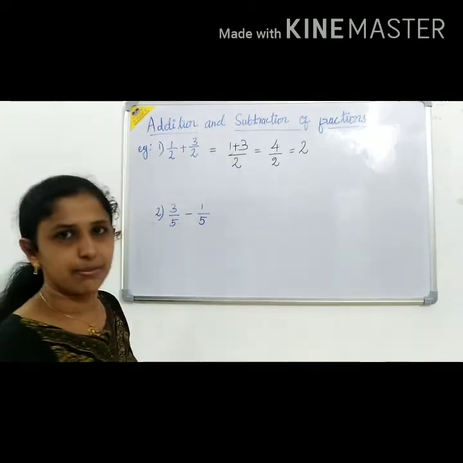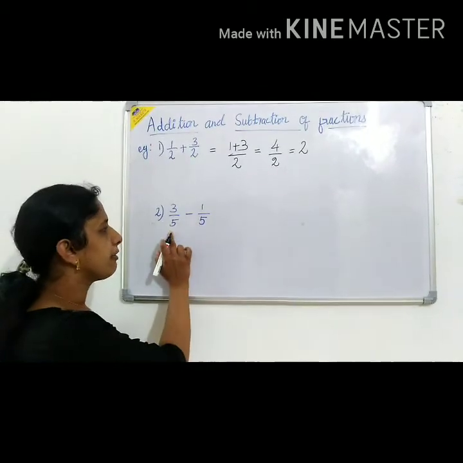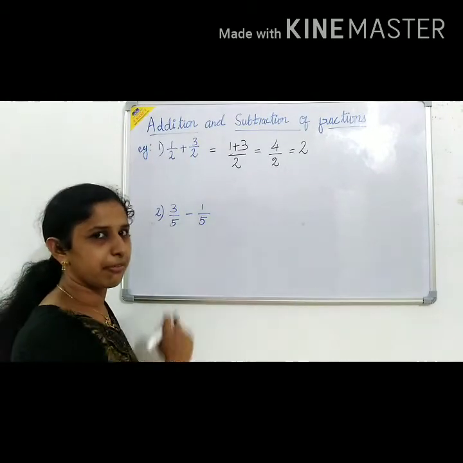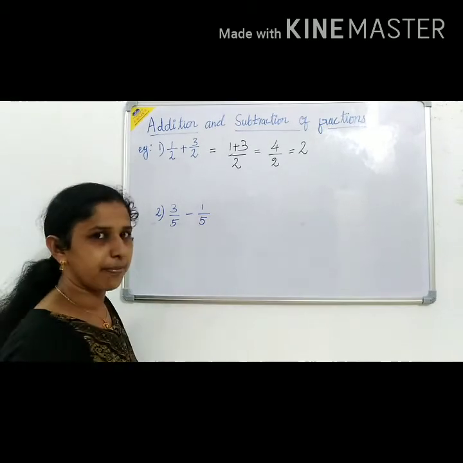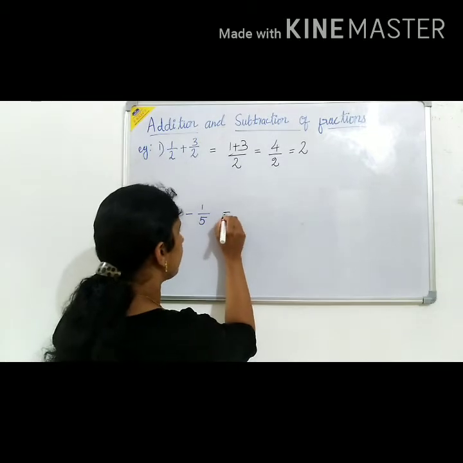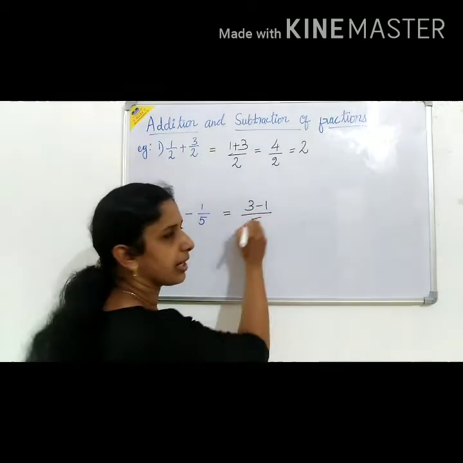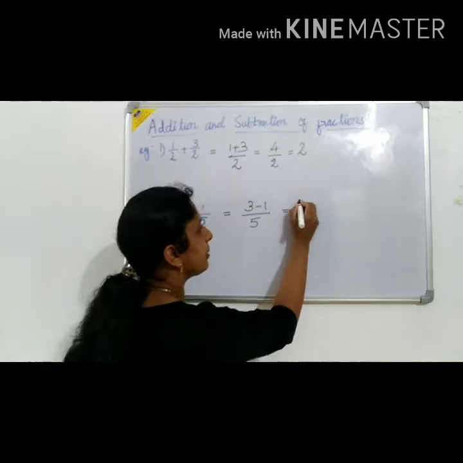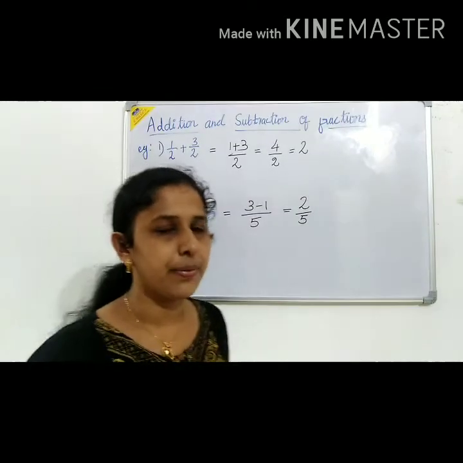See the second example, that is for subtracting. The question is 3 by 5 minus 1 by 5. Here also, both the denominators are same. So directly we can subtract the numerators. That is equal to 3 minus 1 divided by 5. And 3 minus 1 is equal to 2. So the answer is 2 by 5.